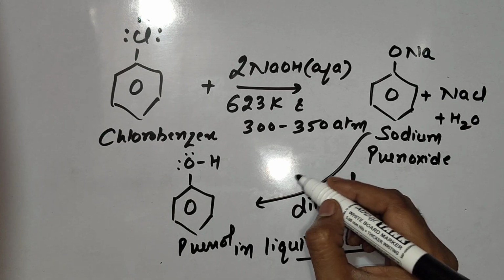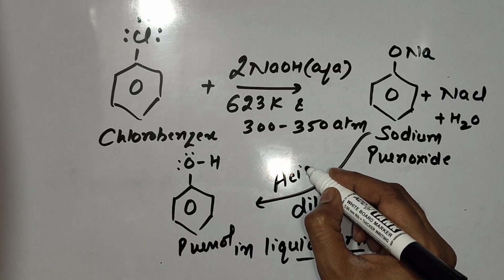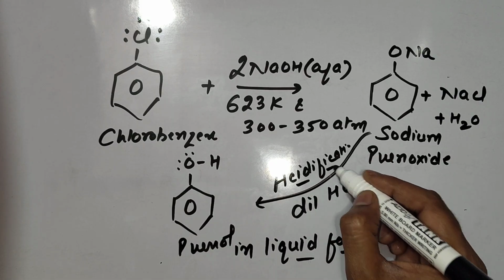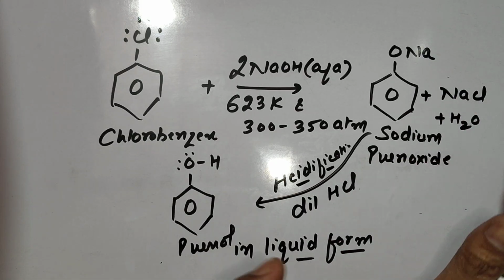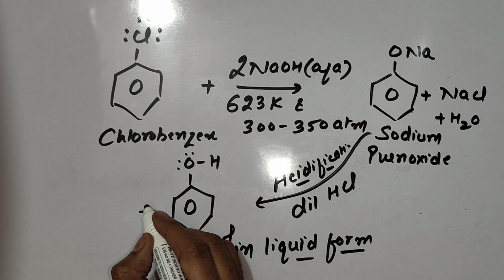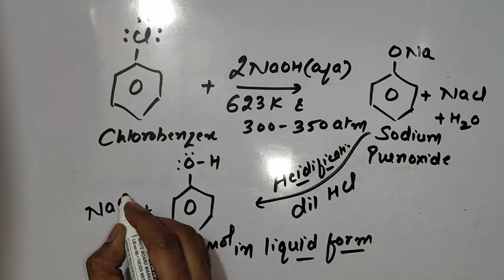This process is known as acidification. Sodium phenoxide will be acidified with the help of dilute HCl, and finally we will get phenol, and the side product will be NaCl.